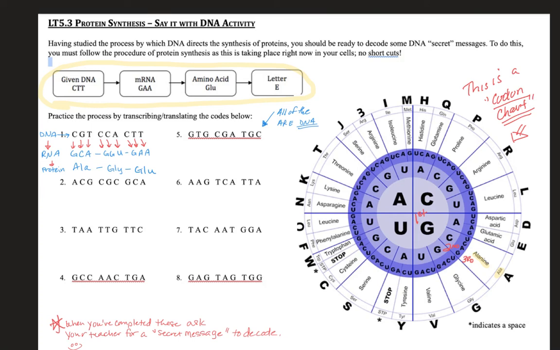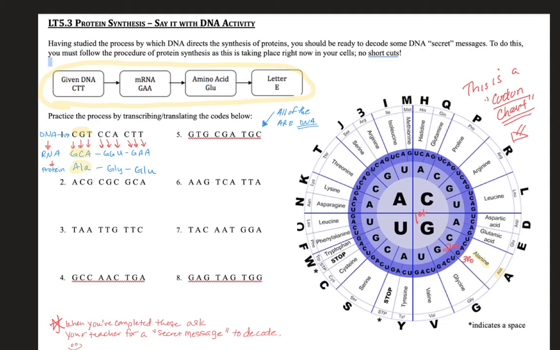Here it is. This is what your document looks like. And this big circle wheel thing is a codon chart. Now, over here, I have written out the first problem, and what we just walked through on the previous page was this codon right here. Here's the DNA, here's the RNA, and then here's the protein that we just decoded.